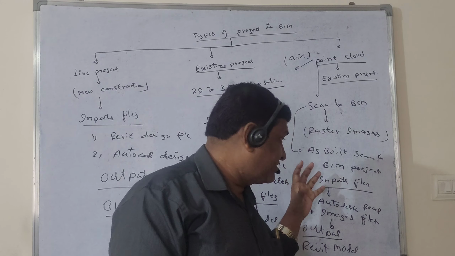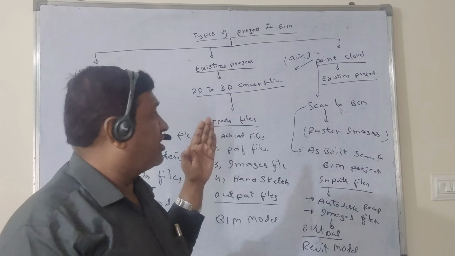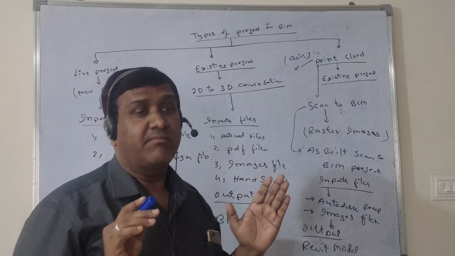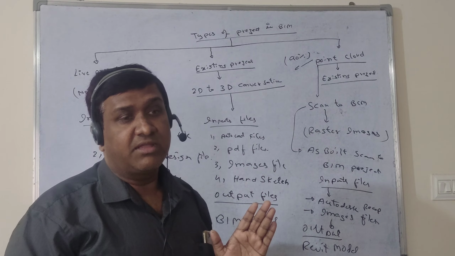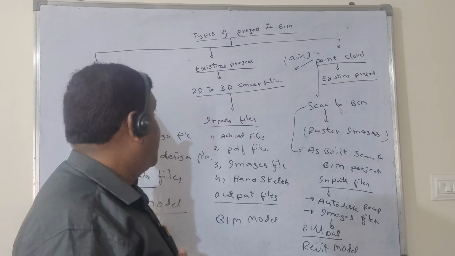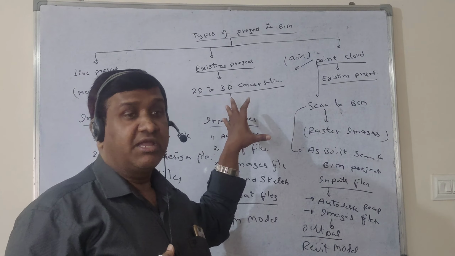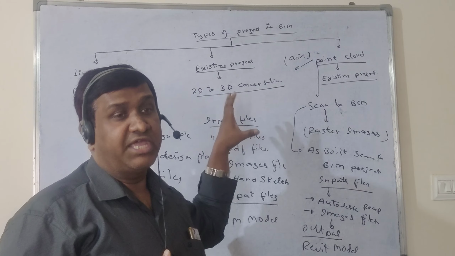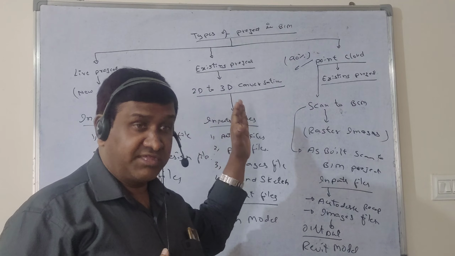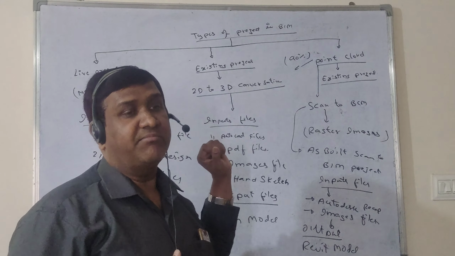Okay, so just remember, in a scan to BIM project, what we are working on is a REVIT model, which means it is only a 3D model. Full information will not come. But in a live project and an existing project, we are working fully, because all the information exists with you. So whatever information exists with you, you have to give.